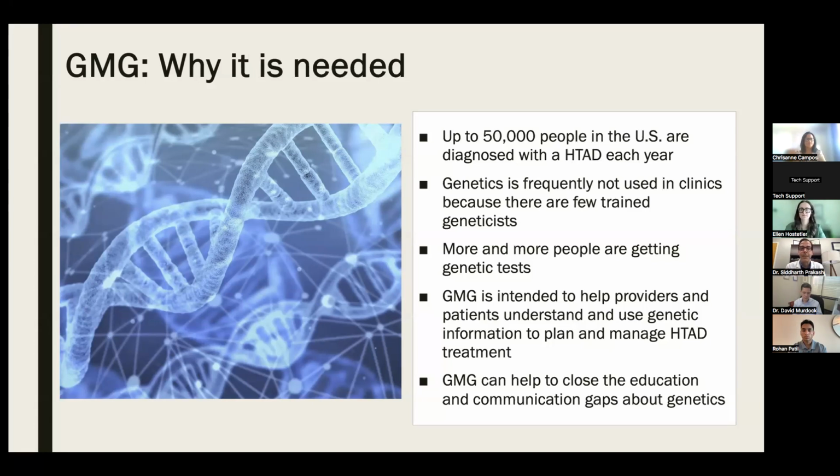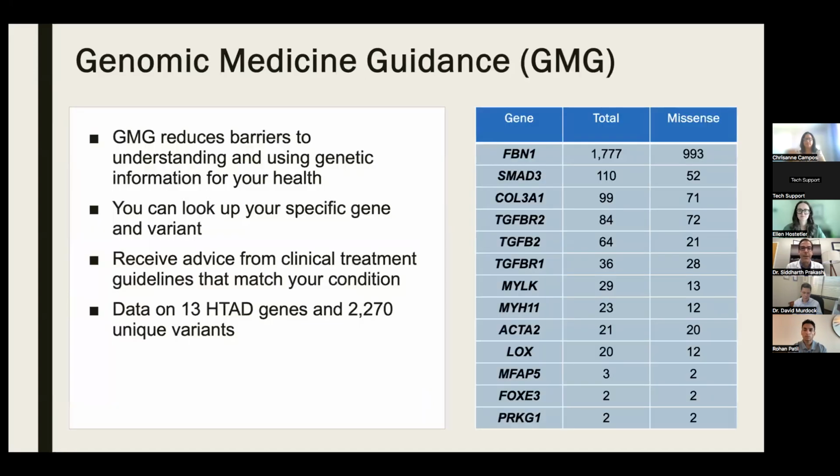A lot of this is based, as Chrisanne and Ellen mentioned, on the 2022 guidelines that many of you may know. So our app is really designed to reduce the barriers to understanding and using genetic information for your health. You can look up your specific gene and variant in the app and receive advice from the clinical treatment guidelines that match your condition. Right now we have data encoded for 13 genes and 2,270 unique variants, which are shown on the right here.